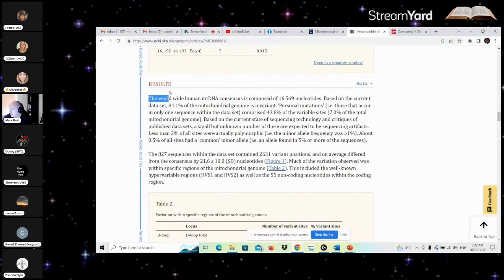So right here it says the worldwide human mitochondrial DNA consensus is composed of 16,569 nucleotides.